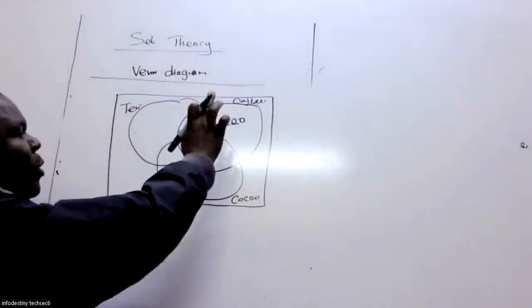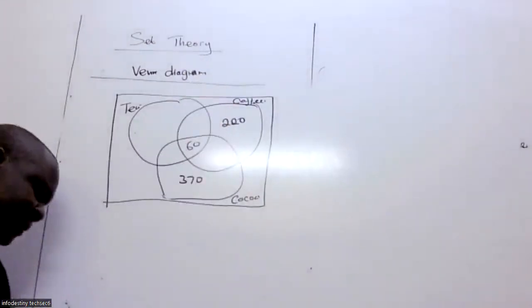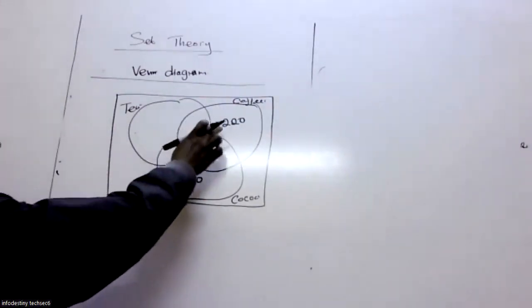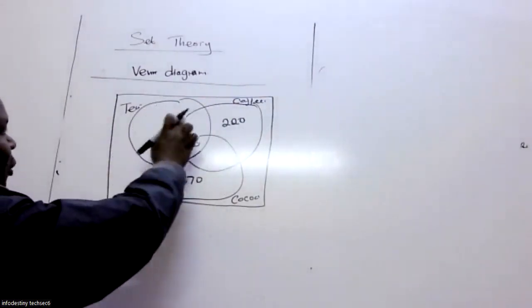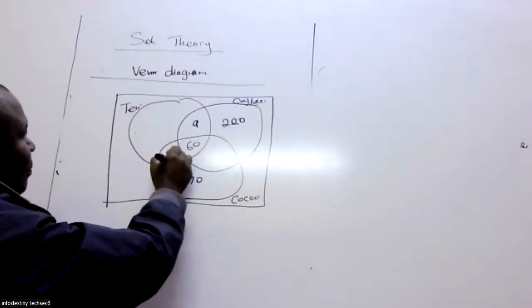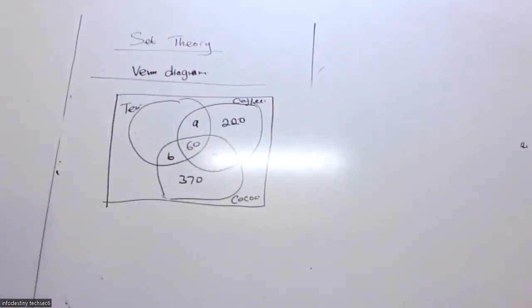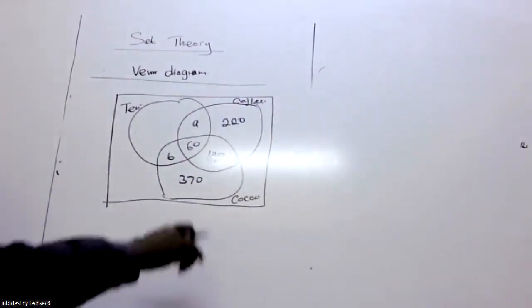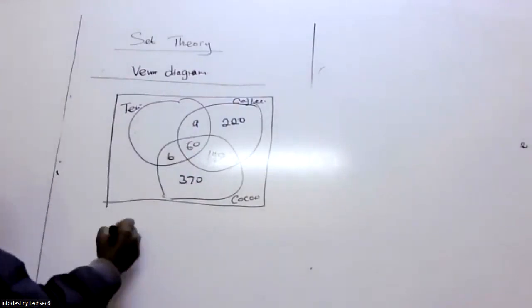So 460 took coffee, and now again, 490 took tea. So if I had to get coffee and tea, it's going to be this point alone. So we can give this one to be A, this one to be B, and this one to be C. Okay, 140 took coffee and cocoa, so instead of giving this one to be C, this one is going to be 140.